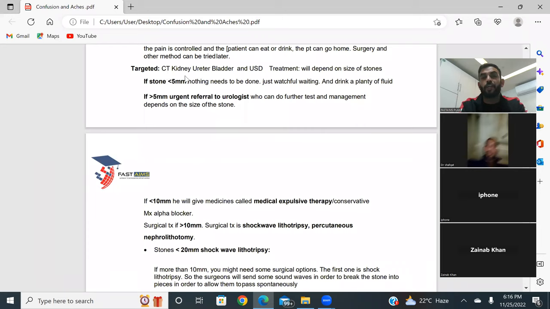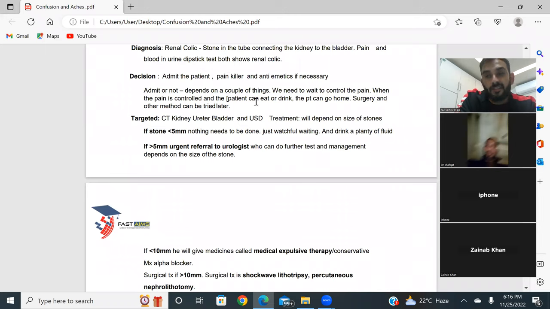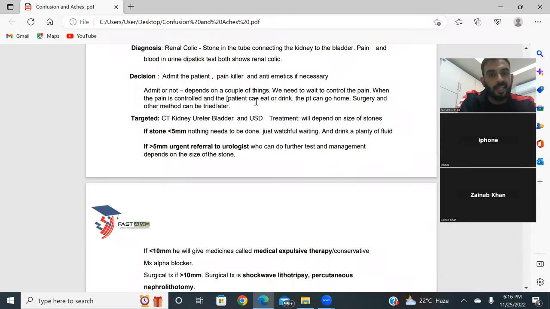For targeted treatment, you will be ordering a CT kidney, ureter, bladder and ultrasound, depending upon the size. After doing this, if you are in the emergency, you will be informing the urologist. After that, it is the work of the urologist, not yours. You have taken the decision. Now the targeted management is for the urologist or senior, not you.